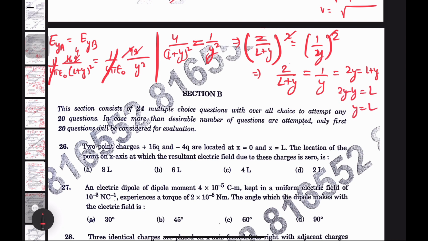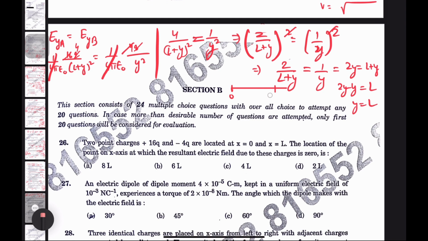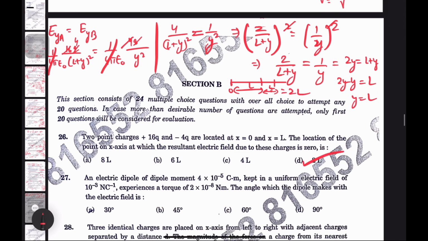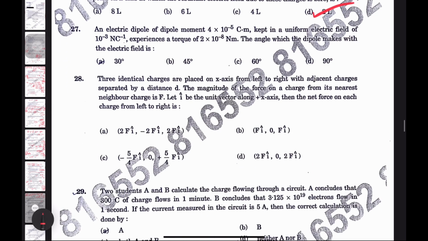That is y is equal to L. That means from the origin of x-axis, the point at which electric field will become 0 will be L plus y, that is L plus L, and that is equal to 2L. So 2L is the point from the origin where electric field will be 0.